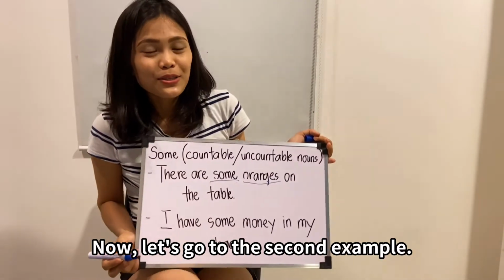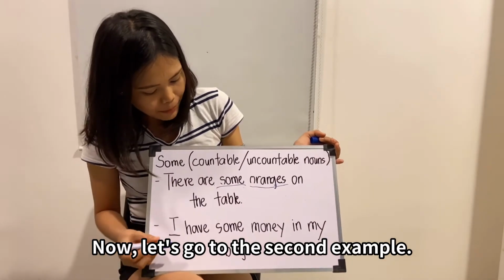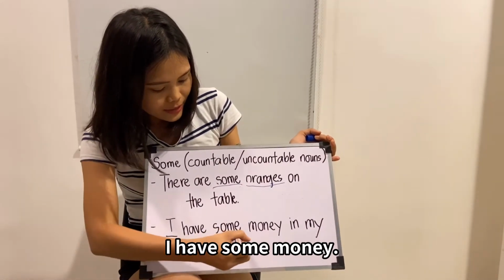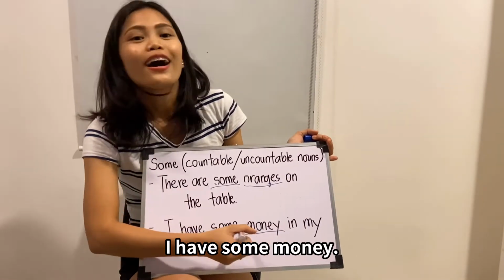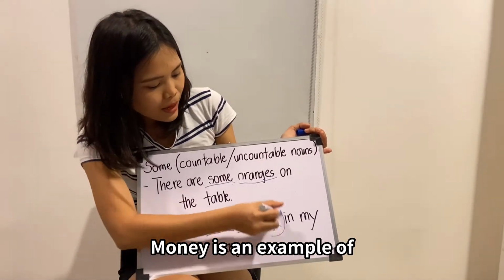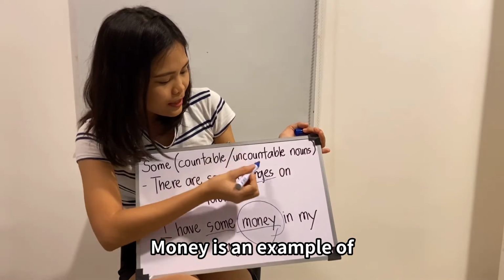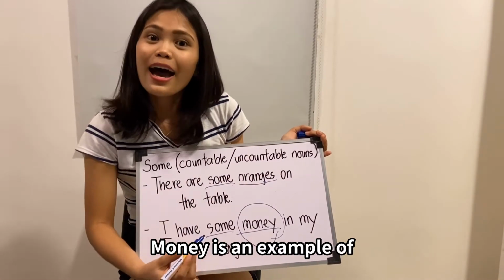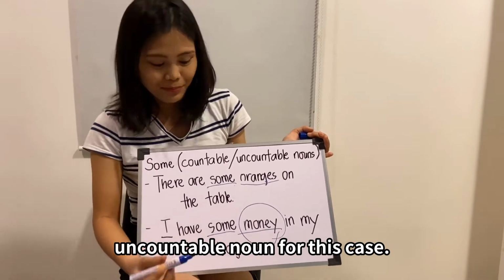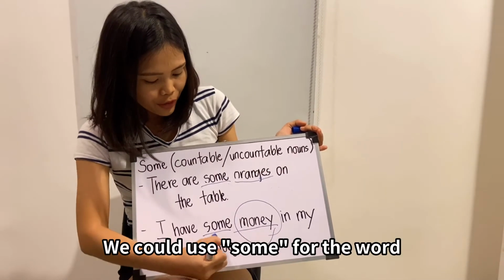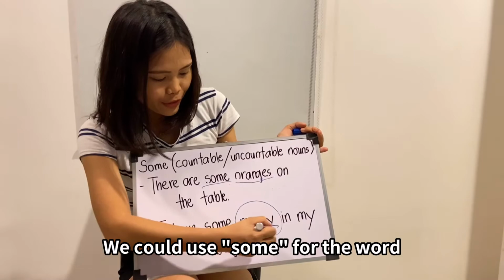Now let's go to the second example. I have some money. Okay, money is an example of an uncountable noun. So in this case, we could use some for the word money.